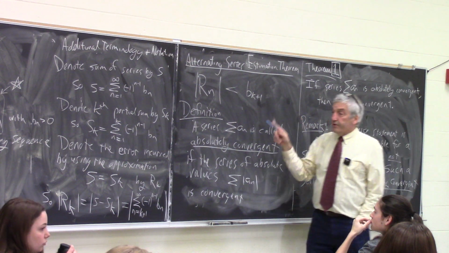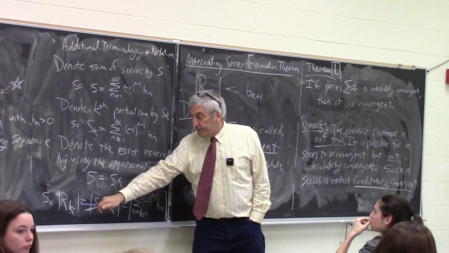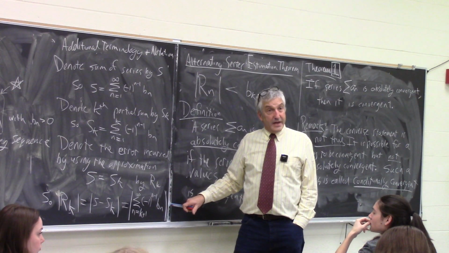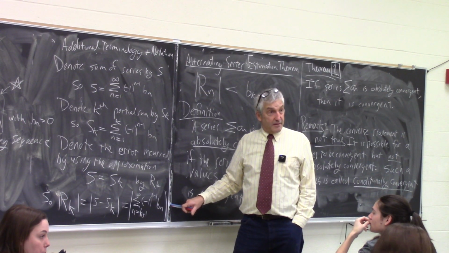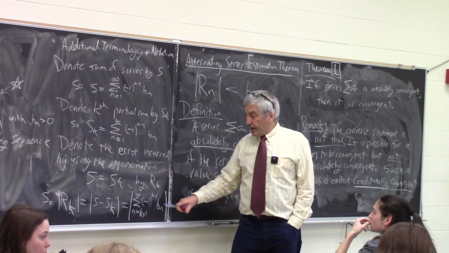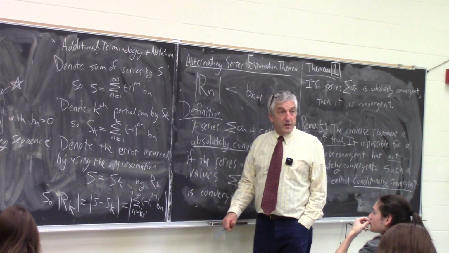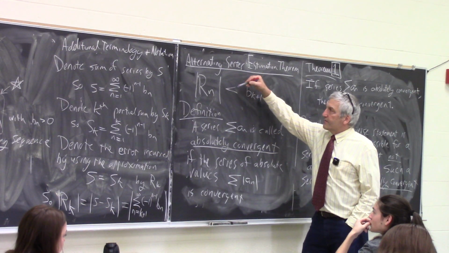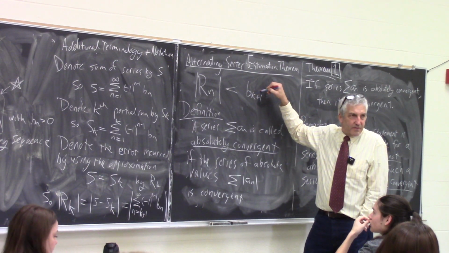So that's pretty cool, because remember, the remainder is all these terms that didn't get added up, the whole tail. There's an infinite collection of things in that series, starting with k plus 1 and going to infinity. So the amazing thing is, for alternating series, the remainder is less than just the next term.